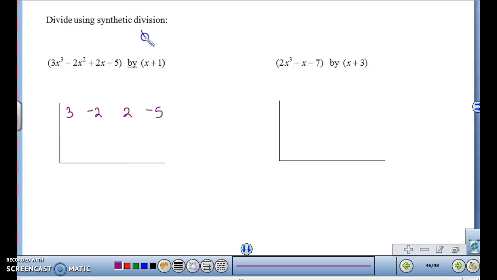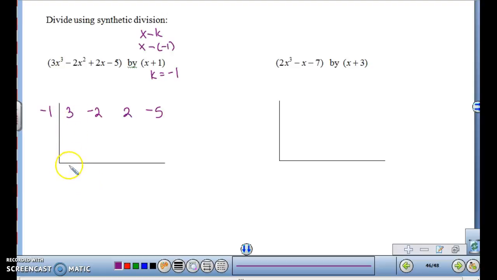Now remember, it's really x minus k, and we use the k value. So in order to get this to be x plus 1, this would actually have to be x minus negative 1. So that means that k is going to equal -1. So -1 would actually go out here. Okay, so now that we've got the coefficients and the divisor taken care of, we want to do the process.